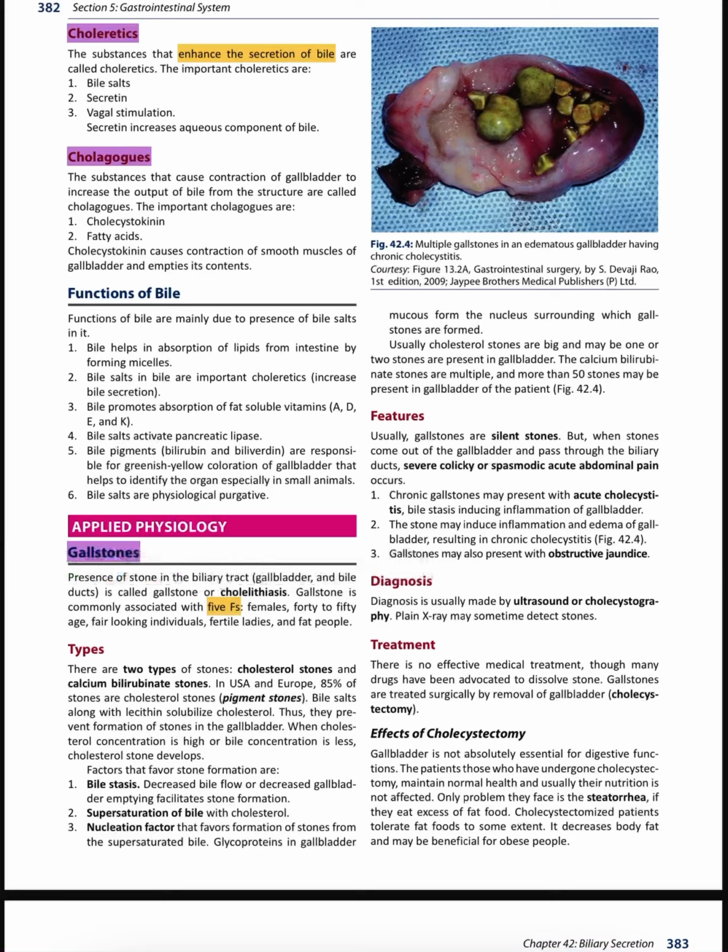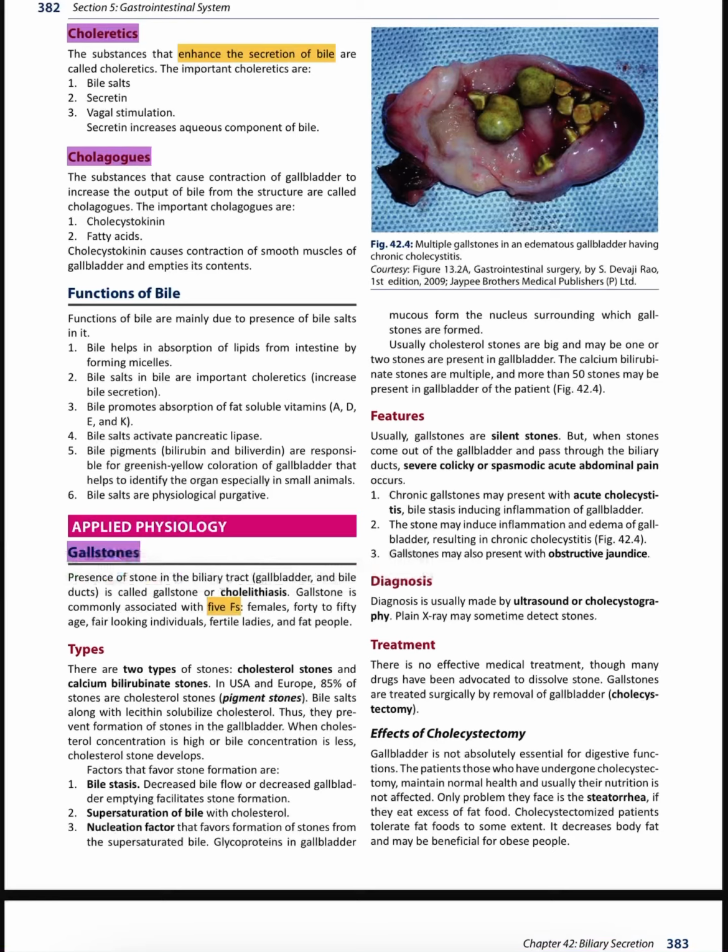Types. There are two types of stone: cholesterol stone and calcium bilirubinate stone. In USA and Europe, 85% of stones are cholesterol stone, the rest pigment stone. Bile salts along with lecithin solubilize cholesterol. Thus, they prevent formation of stone in the gallbladder. When cholesterol concentration is high or bile salt concentration is less, cholesterol stone develops. Factors that favor stone formation are bile stasis, supersaturation of bile, nucleation factor.